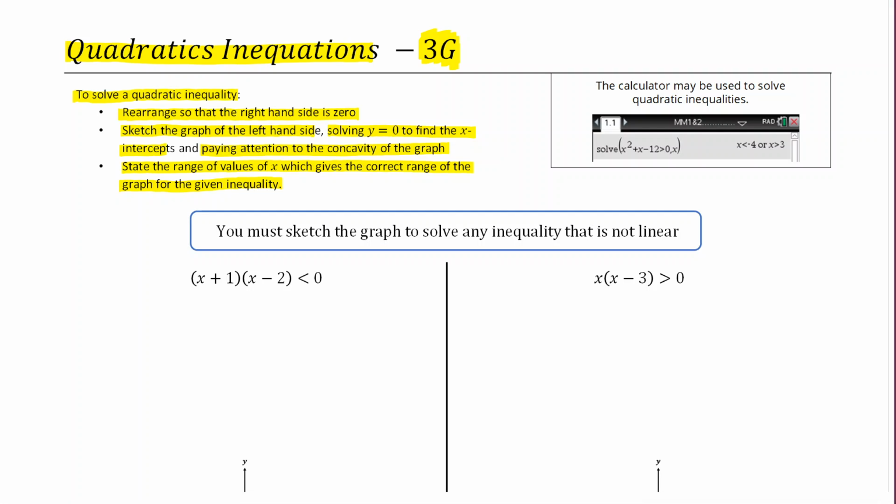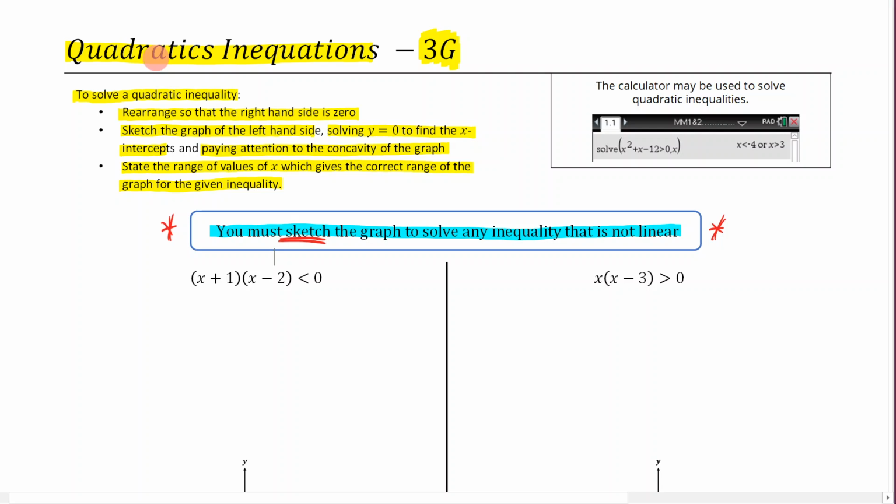All right. The next thing here, this statement that I've written in a blue box, is extremely important. Can I get you to highlight it? If you don't have a highlighter, I want you to put asterisks either side of it. That's how important this statement is. Let's give it a read. It says, you must sketch the graph to solve any inequality that is not linear. So in this example, because we're dealing with quadratics, this would also apply to cubics and so on.